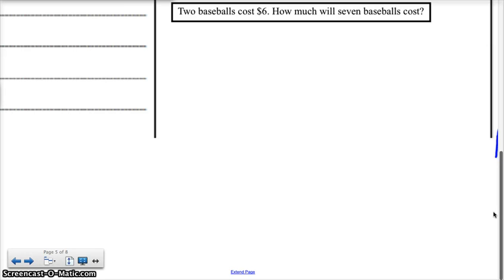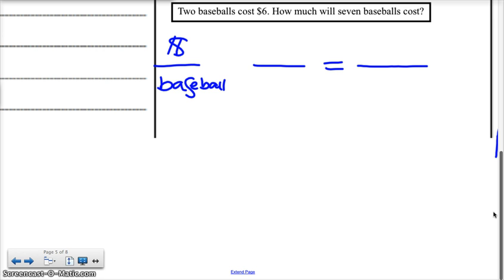So, don't tell me the answer, I'm going to set the proportion up. I have the relationship of dollars is to baseballs. Dollars you always want on top, just always. Anytime you see a dollar amount, make it on top. So now I'm making my skeleton. It should be dollar is to baseball as dollar is to baseball. That's what we're going to do.